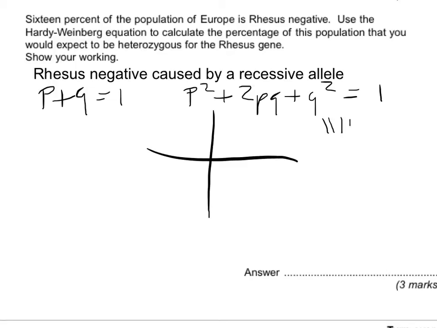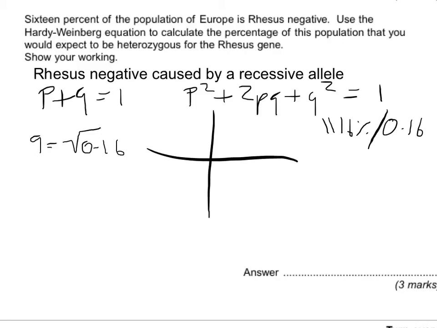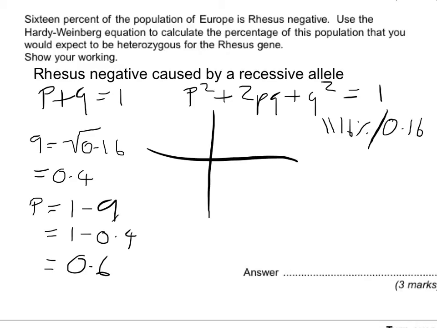So that equals 16% or 0.16, the same thing. So to get q is going to be the square root of 0.16. So that equals 0.4. We're then going to use this equation to work out the frequency of the dominant allele p. So p equals 1 minus q. That equals 1 minus 0.4. So that equals 0.6.